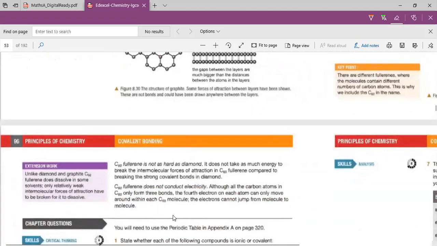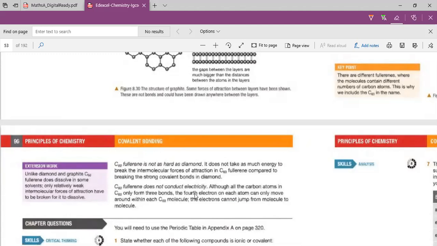So fluorine is not as hard as diamond. It does not take as much energy to break the intermolecular forces of attraction. And also, fluorine does not conduct electricity. Although all the carbon atoms in C60 only form three bonds, you can see they form three bonds.